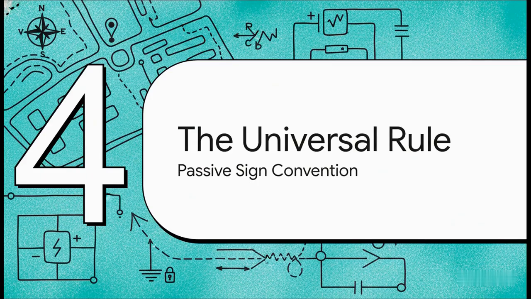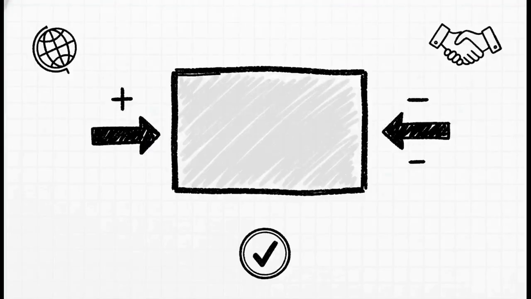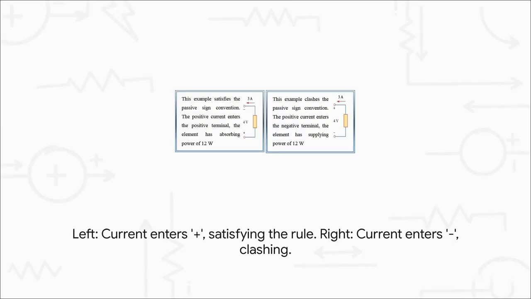Well, we use a simple, universal rule. It's called the passive sign convention, or PSC for short. You can think of it as an agreement, a rule of grammar that engineers all over the world use. It lets us interpret the signs in our math correctly every single time. And here's exactly how it works. Look at the image on the left. The current arrow goes into the positive terminal. That follows the convention. Now look at the right. The current arrow goes into the negative terminal. That clashes with the convention. That's it. That's the whole rule in a single picture.